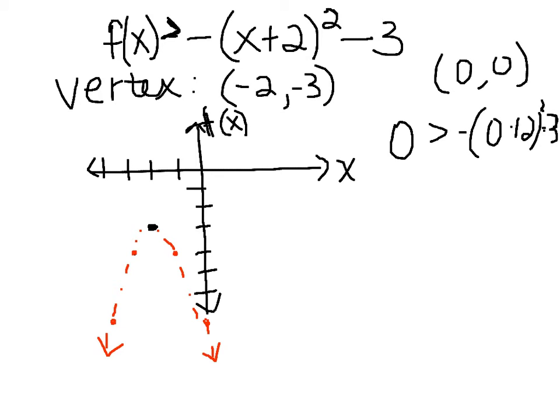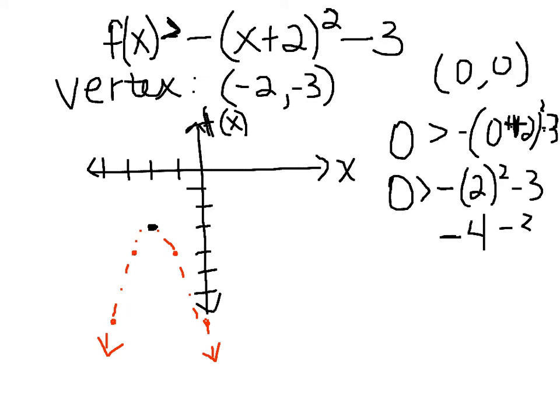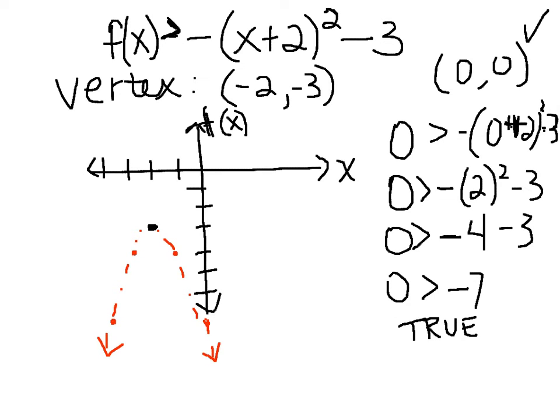Running out of room here. And when I simplify this, 0 plus 2 is 2, so I have -2 squared minus 3. And I'm checking to see if this is a true statement or a false statement. 2 squared is 4, so I have -4 minus 3. -4 minus 3 is -7. This is a true statement. And if it's true, it means that 0, 0 is a solution. So 0, 0 is going to be shaded.